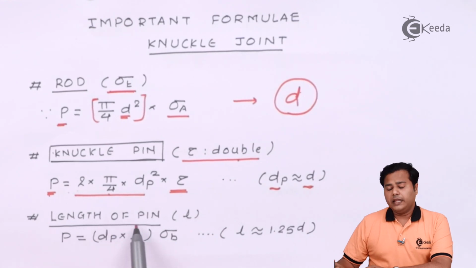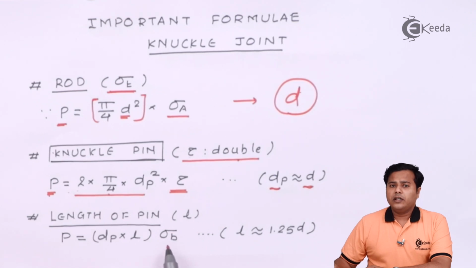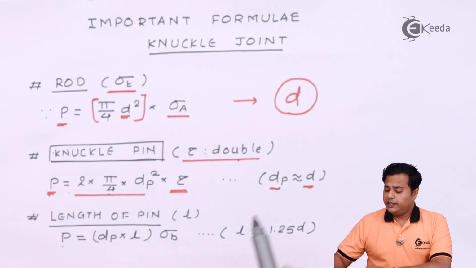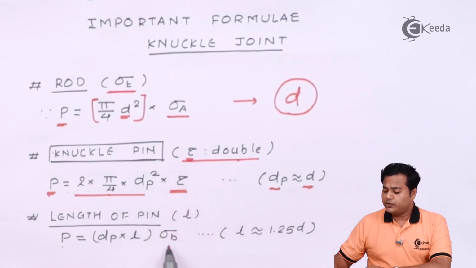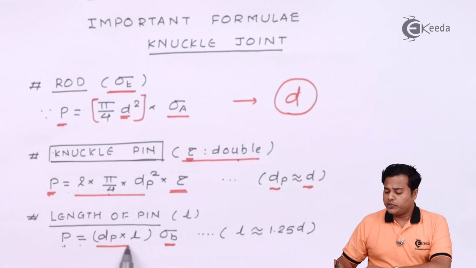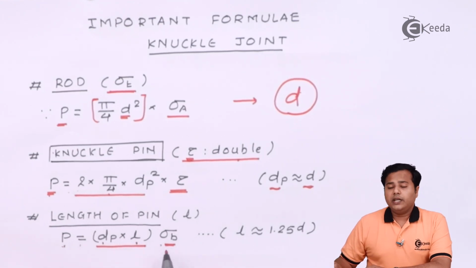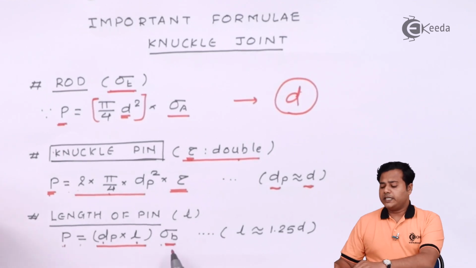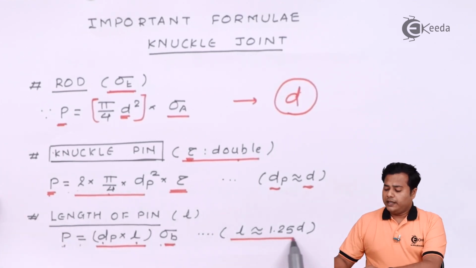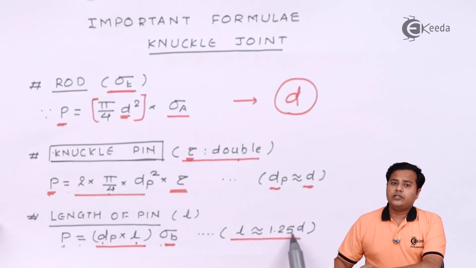Next thing, we'll go for the length of pin. Now here, length of pin we will consider as the breaking or the crushing, or we can say bending also. We will go for the bending criteria. Here we had started with the shear. Let us go for the bending, because we have to consider the pin for both the things. So there, axial load will be equal to the projected area, where DP is the diameter of pin and L is the length of pin, into the bending strength, that is given by sigma B. It was again found that length of the pin is almost 1.25 times the diameter of the original rod.